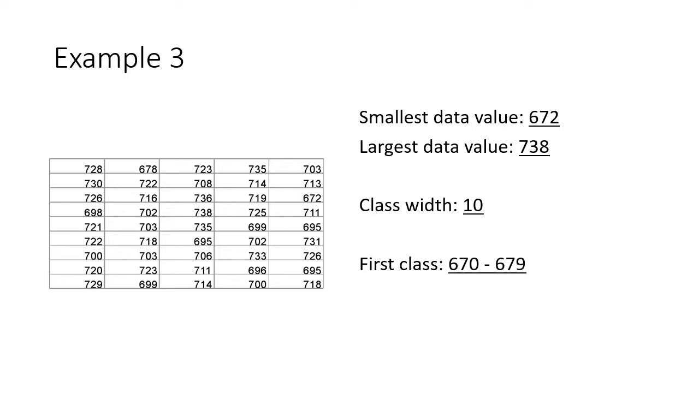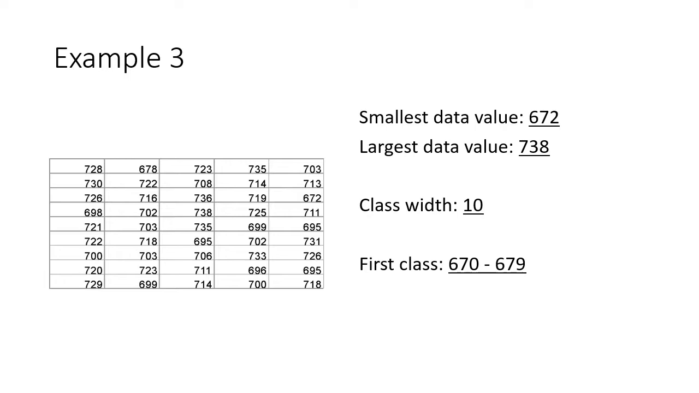Now, this is where it might be a little confusing with class widths. You're saying, wait a minute, that class width is only 9. If I subtract that difference, that's only 9. Well, yeah, but that's not the class width. Class widths are when we subtract two different classes. So my second class would be 680 to 689, and the difference between those two would be 10.